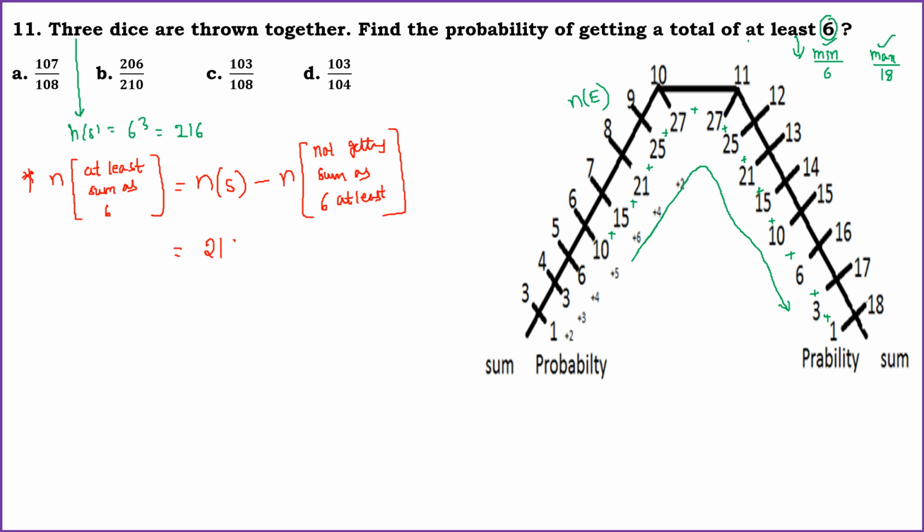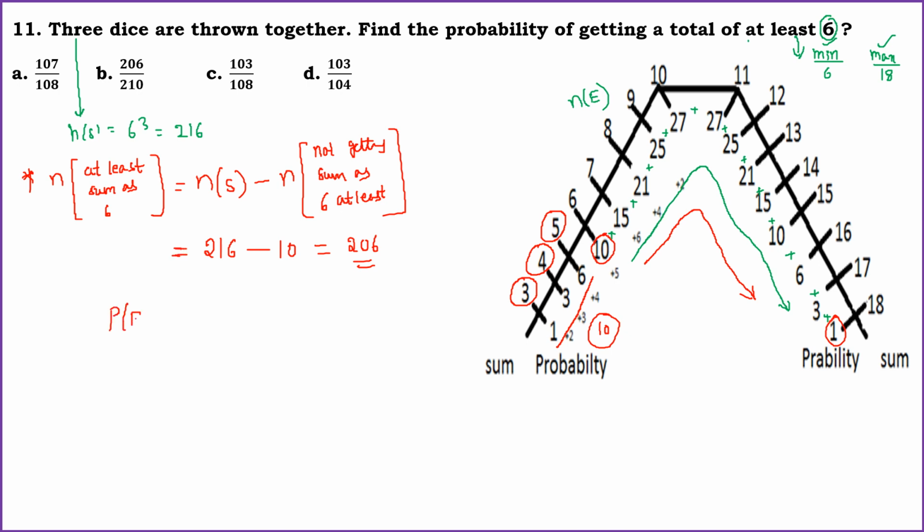That is, n of S, the total sample space, is 216, minus not getting a sum of 6, which means there may be a chance of getting 5 as sum, 4 as sum, or 3 as sum. So what are the possibilities? 6 plus 3 is 9, 9 plus 1, total 10. So 216 minus 10 gives 206 possible cases. If you add from 10 to 1 in this fashion, you will get a total of 206. Instead of adding this, I have taken this formula.